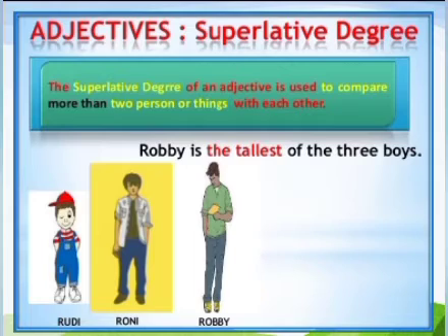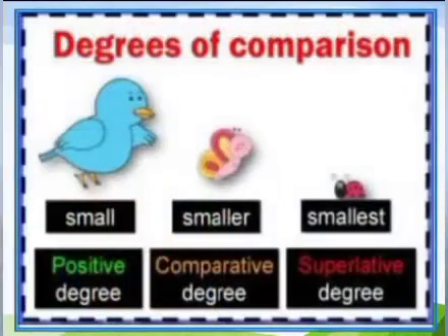For example, here we have 3 boys, Rudy, Ronnie and Robbie, and we are going to talk about their height only. So among these, who is the tallest? Robbie is the tallest of the 3 boys. I have compared the height of all the 3 boys, and the one who is the tallest one is Robbie. So tallest is the superlative degree of adjective.